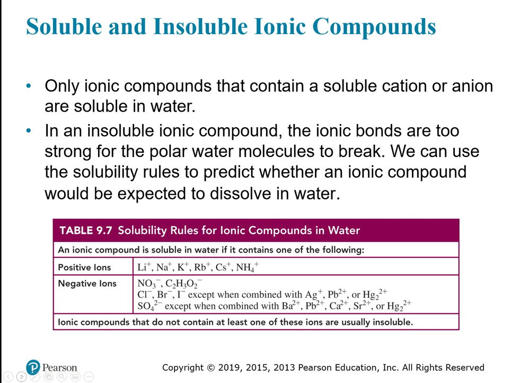So we talked about gas solubility. Now we're going to go back to solids. We're really only talking about ionic compounds here. So ionic compounds, they form a cation and an anion when they're dissolved in water or some other liquid.